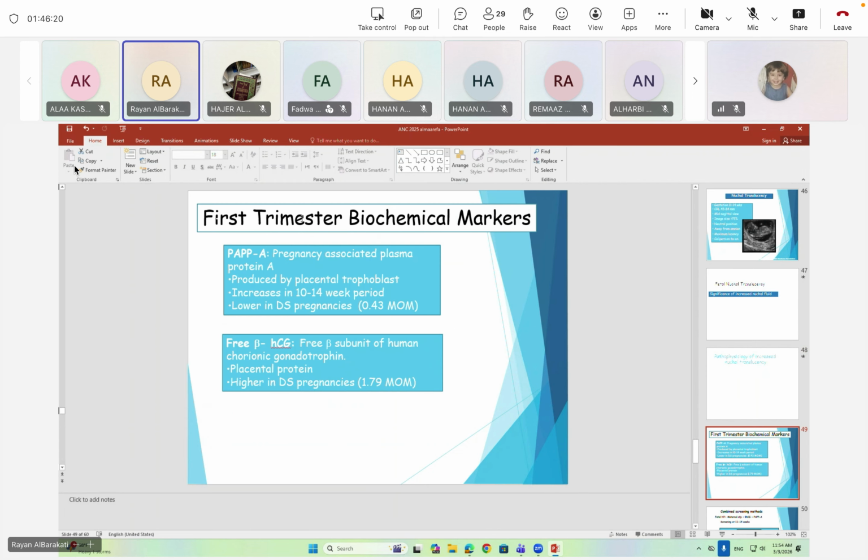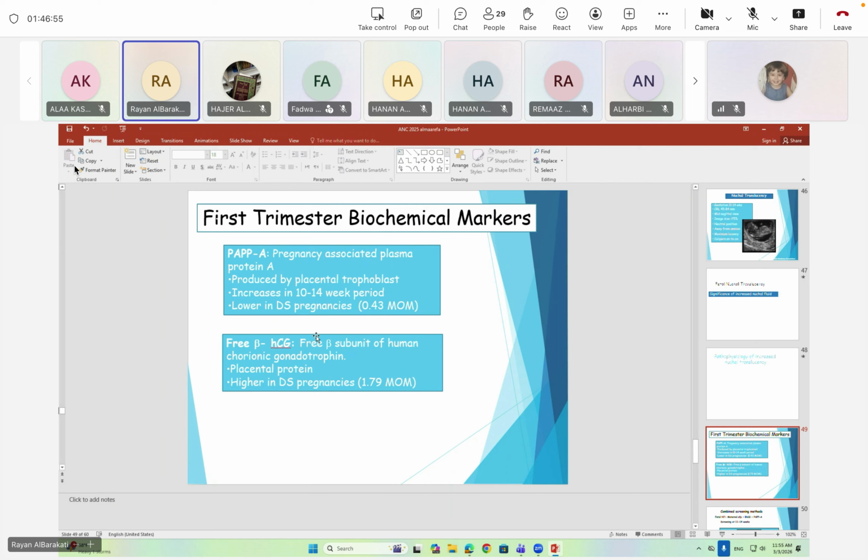Going to the first trimester biochemical markers, we have the pregnancy-associated plasma protein A, and this is produced by the placental trophoblast, and increases in the 10 to 14 weeks period. It is lower in Down syndrome pregnancy, 0.43 multiple of the mean. So if you have low PAPP-A, think about Down syndrome. And this will be 0.43 multiple of the mean.